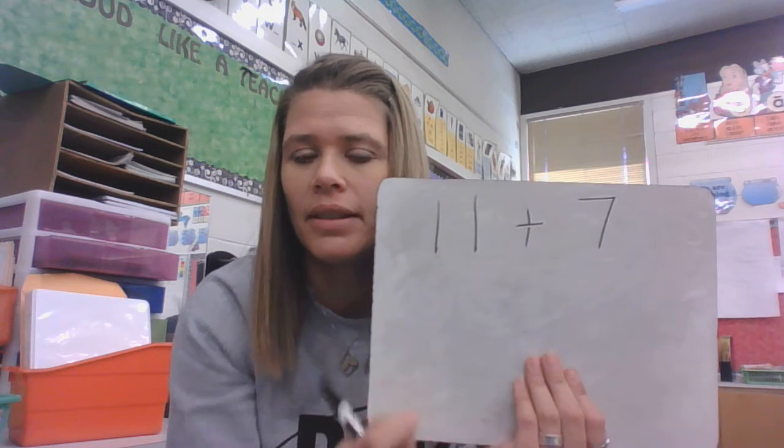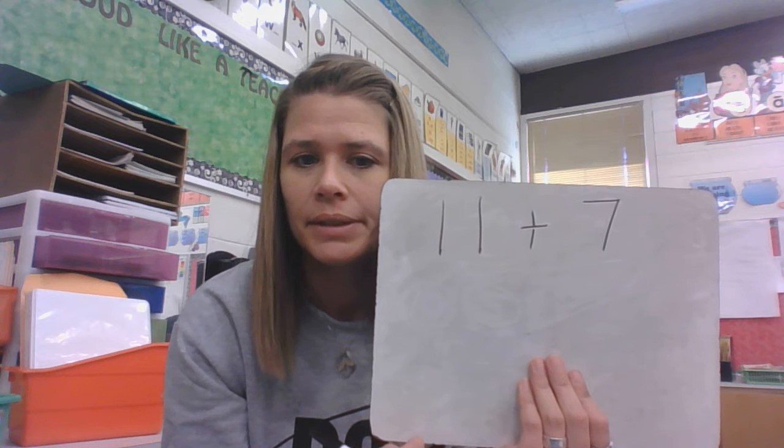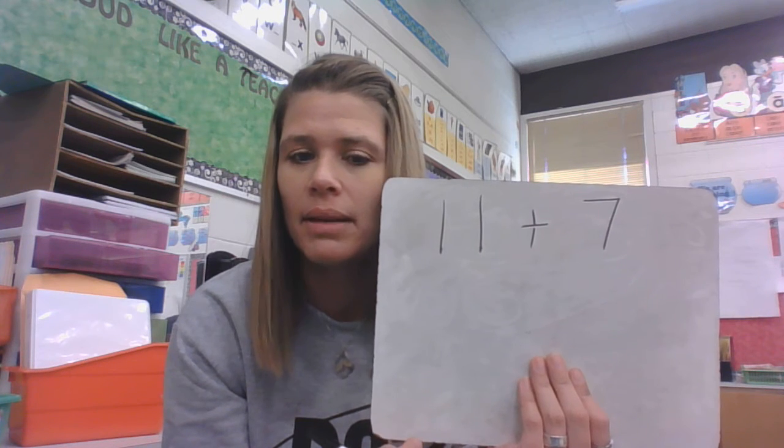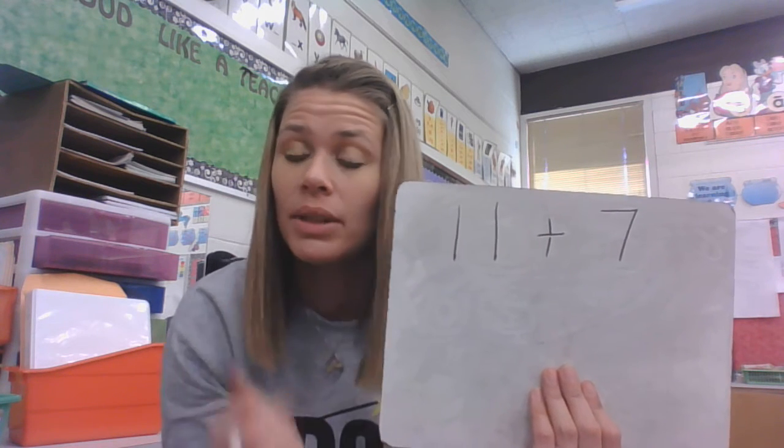Let's try 11 this time. 11 plus 7. Make your marker board look like this. Okay. This time instead of pointing to the number, I want you to draw the number bond underneath the number that I can pull a 10 out of. So I'm going to give you some time. Draw the number bond underneath the number that I can pull the 10 out of.